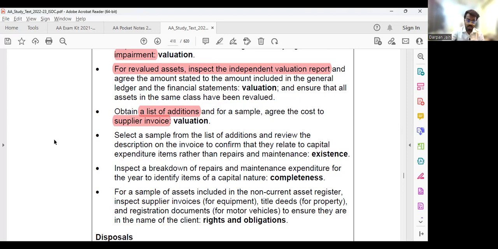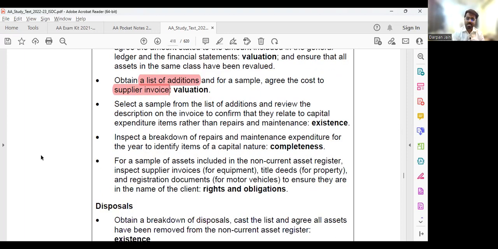Okay. Lastly, for a sample of assets, inspect the supplier invoices, the title deeds and the registration documents, like the land deeds and the RCs that we discussed. We've already discussed this point, right? Land will have land deeds, title deeds, and your motor vehicles will have registration certificates. So check these land deeds and registration certificates to ensure that the name of the client is present in them, right? Then only the client can be called the owner of them.